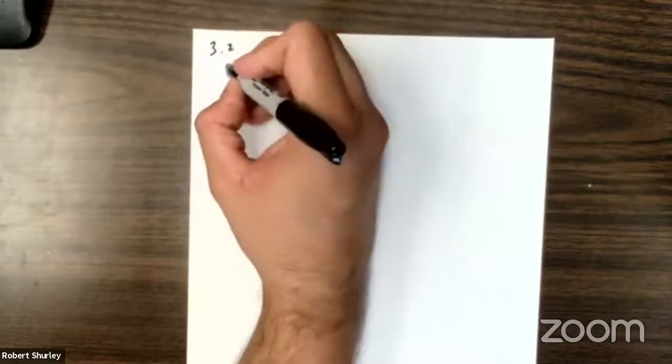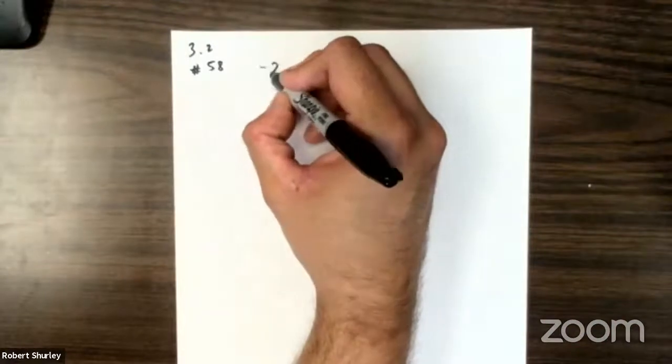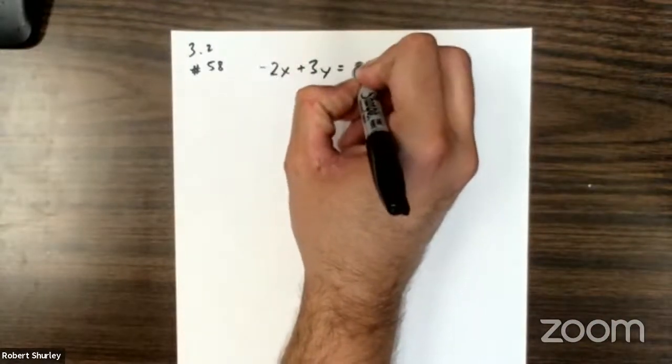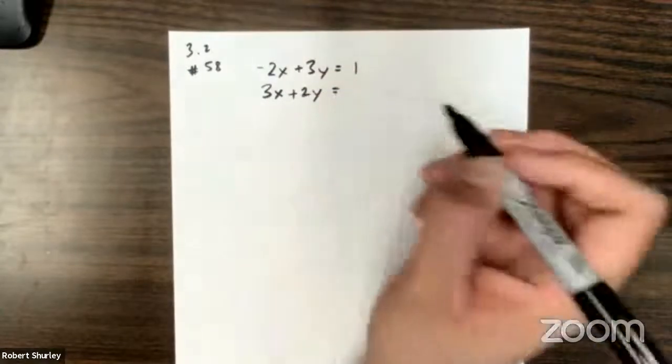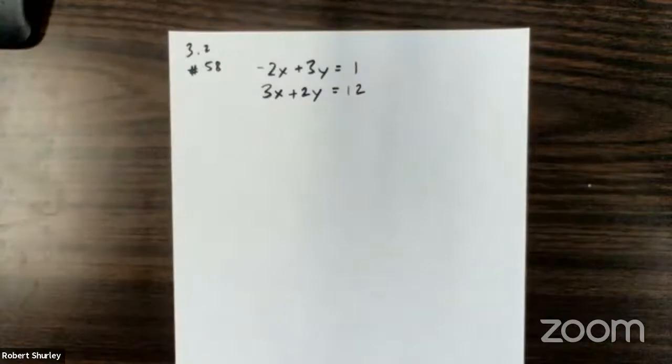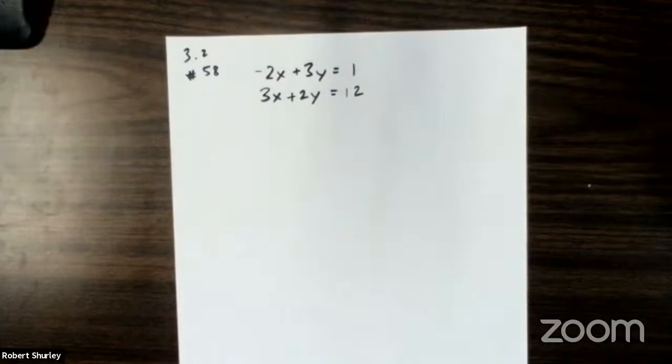This is number 58. So in 3.2, number 58, it's on page 196, and it says, determine whether each pair of lines is parallel, perpendicular, or neither. Negative 2x plus 3y equals 1, and 3x plus 2y equals 12. So I'm going to give you a minute, and I want you to determine if these two lines are parallel, perpendicular, or neither. I'll give you 3 minutes to do it. And it's okay if you're not done. You'll see if you're on the right path.